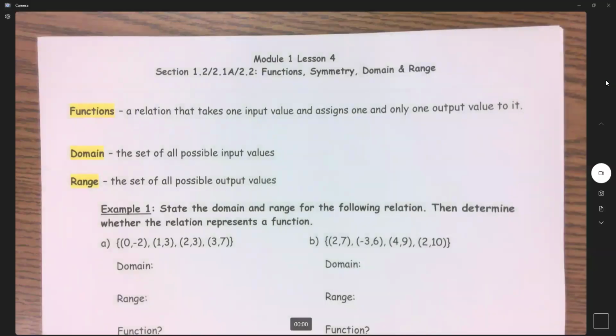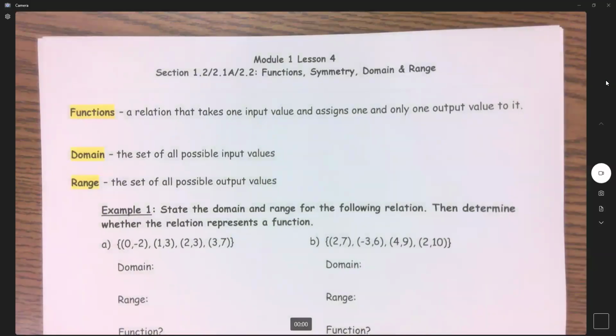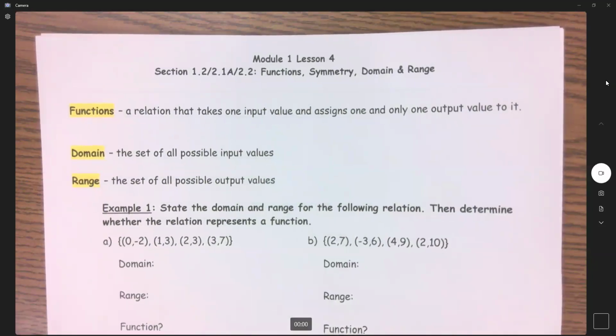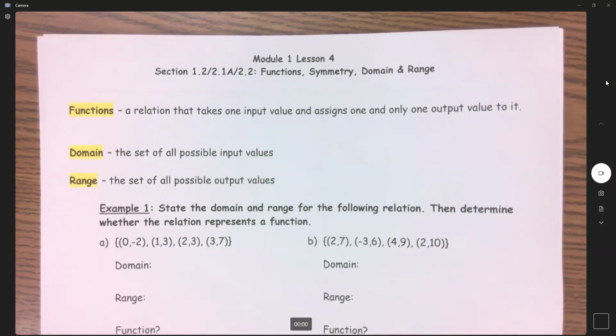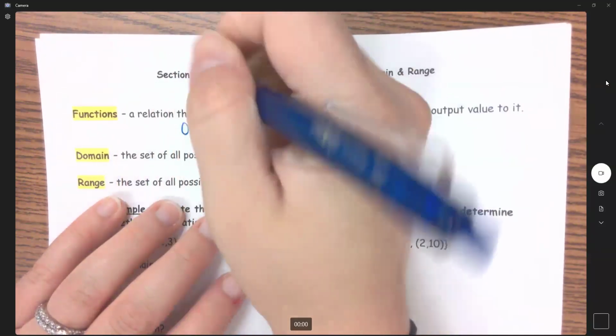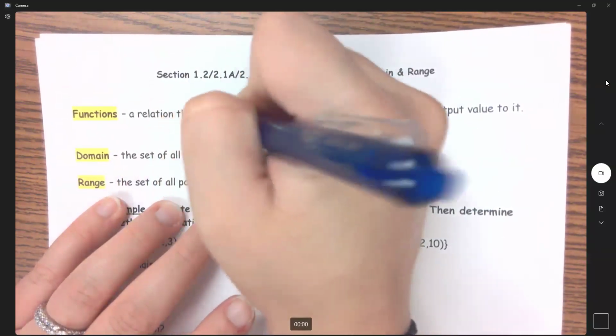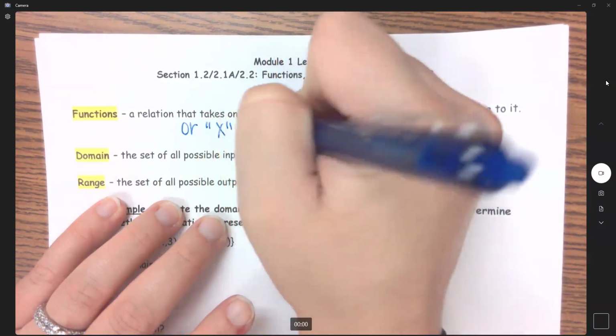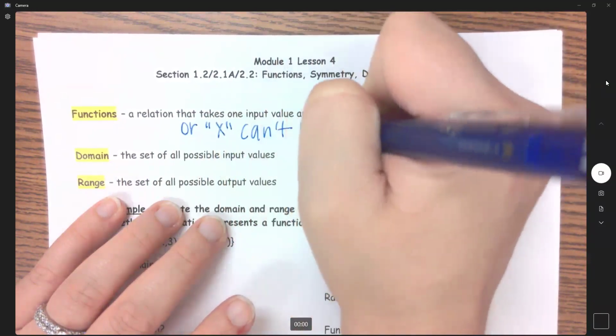Let's start this lesson off with a definition. It says that the definition of a function is a relation that takes one input value and assigns one and only one output value to it. So what does that mean? It means your x can't repeat.